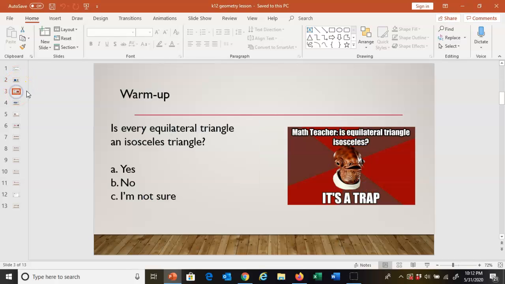Try it yourself. So this is a warm-up. Review a little bit of vocabulary. Is every equilateral triangle an isosceles triangle? You have our choices: yes, no, or I'm not sure. Go ahead and pause and think about it.